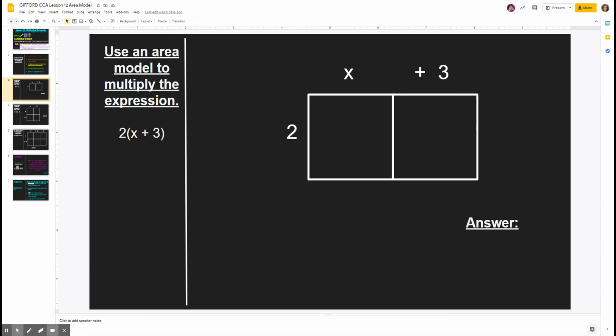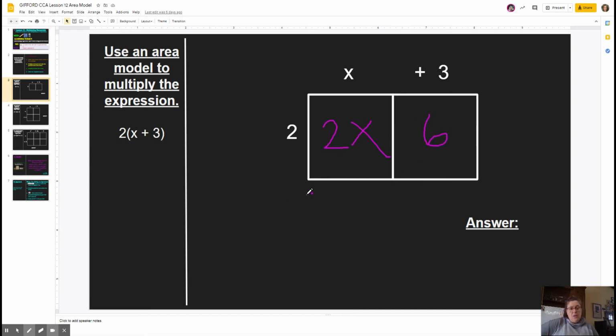We're going to use the area model to show the multiplication for 2 times the quantity of x plus 3. And like I said, you're going to draw your rectangle. Notice I've got 2 parts set up for that rectangle because I need a 1 by 2 rectangle, depending on how many terms we have in those expressions. So then we're going to multiply like we typically do. I'm going to do 2 times x, which is 2x. And I'm going to do 2 times 3. And since it's a positive 3, I'm just going to put a positive 6 here.